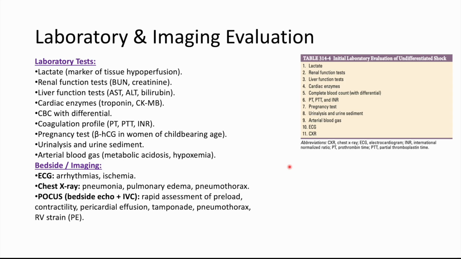For bedside imaging, ECG reveals arrhythmia or ischemia. Then chest X-ray shows pneumonia, pulmonary edema, pneumothorax, and other things. Then POCUS. This POCUS means bedside echo plus imaging of the IVC, which shows the volume status. Then lung ultrasound detects pneumothorax or pulmonary edema. Together, all labs and imaging allow us to diagnose both type and severity of the shock.